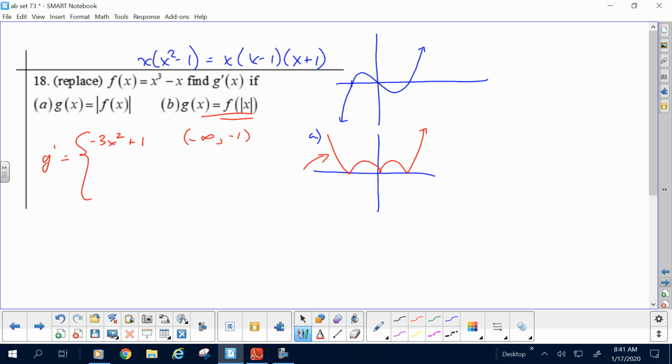Do not include negative 1 because we have a sharp turn there. In this region, from negative 1 to 0, negated derivative or normal derivative? All right, so that's 3x squared minus 1, from negative 1 to 0. Here, negated or normal? Negated, negative 3x squared plus 1. And then back to normal, right? Okay, good enough.